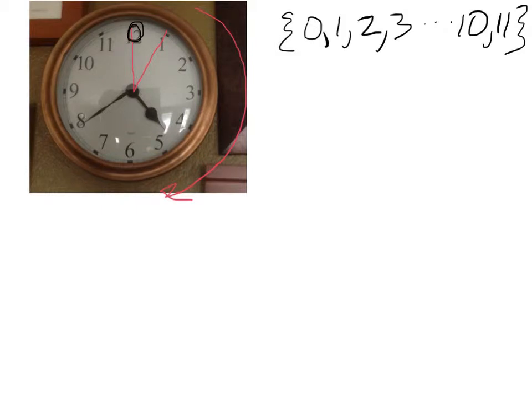And so if we have 2 hours plus 5 hours, we know that that's 7 o'clock. And if we have 5 hours plus 10 hours, we count 2, 4, 6, 8, 10, and we're going to end up at 3 o'clock.